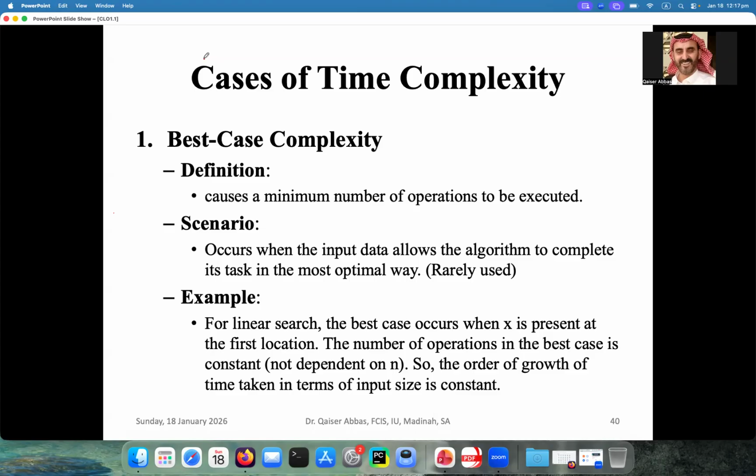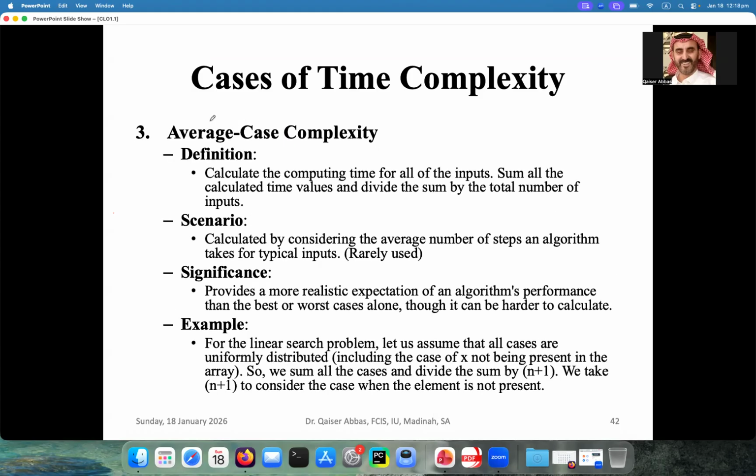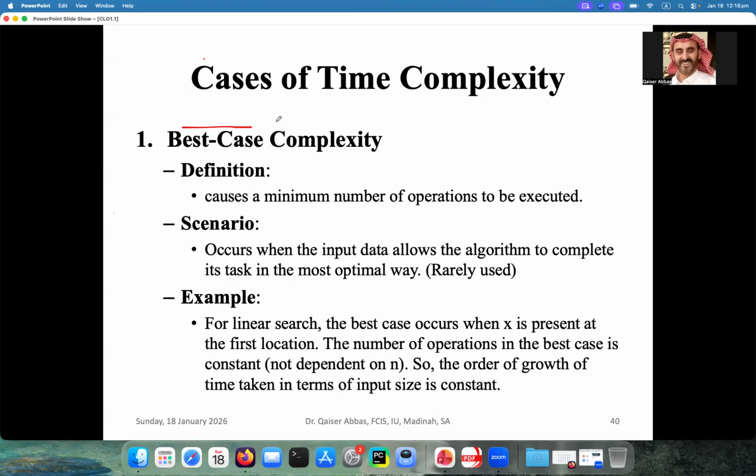We already know that there is one category called best case complexity. There is another category called worst case complexity. And there is a third one, which is average case complexity. We are already using these terms, but properly, definition wise and example wise, we are going to see it again.